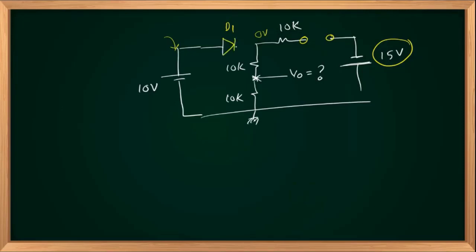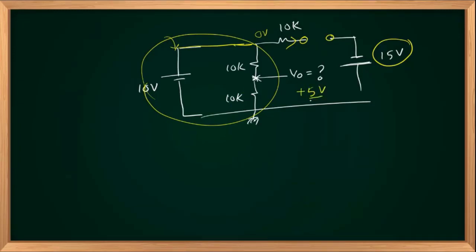And the diode is connected like this: 10 volts at the anode, 0 at the cathode, forward bias diode. So D1 on, D2 off is the stable state of the circuit, and this branch remains open. So 10 volts divides equally between the 10K resistors. So V out is nothing but positive 5 volts.